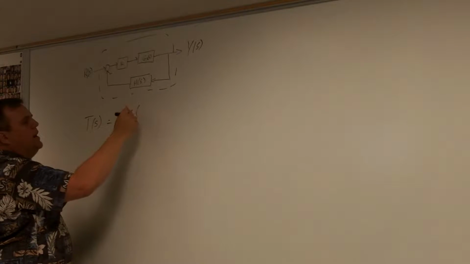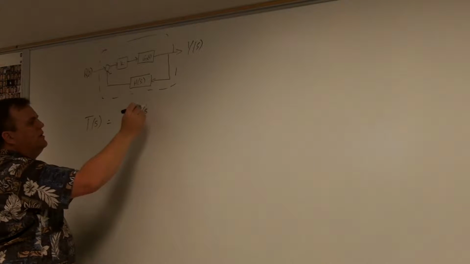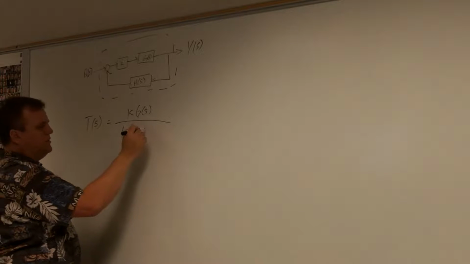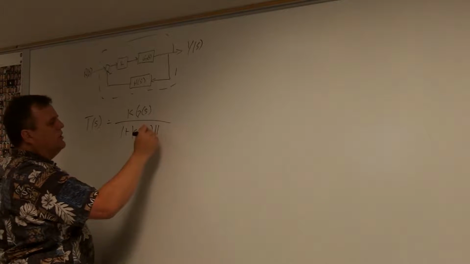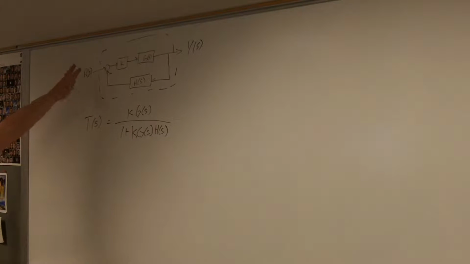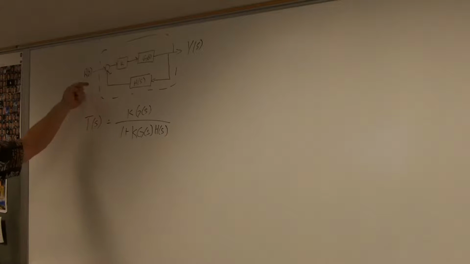Okay, so on top I've got K times G of S, over 1 plus K times G of S times H of S. Yes, very good. All right, so usually this picture goes aside from, you can immediately look at this. Just think for 1 sec on here.